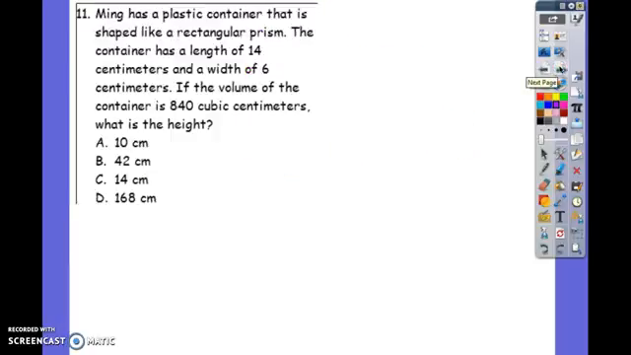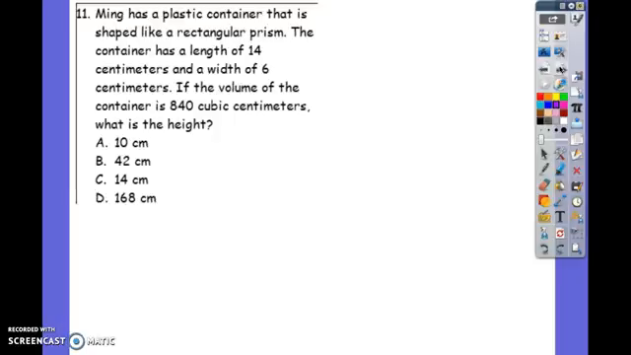Number 11. Ming has a plastic container that is shaped like a rectangular prism. The container has a length of 14 centimeters and a width of 6 centimeters. If the volume of the container is 840 cubic centimeters, what is the height?